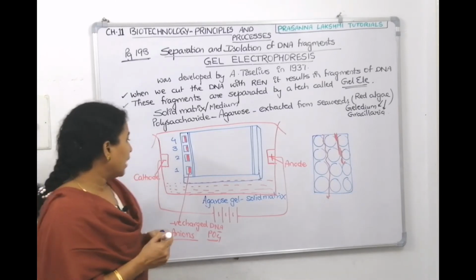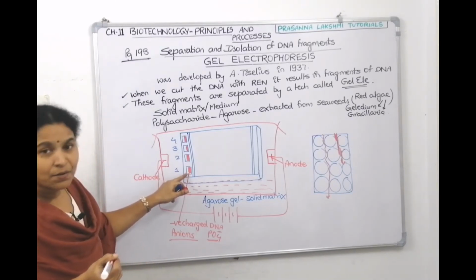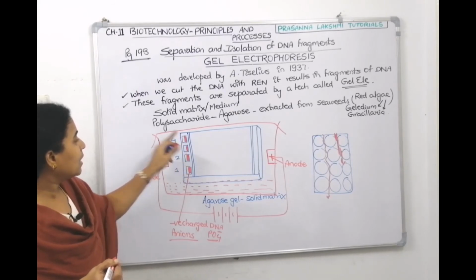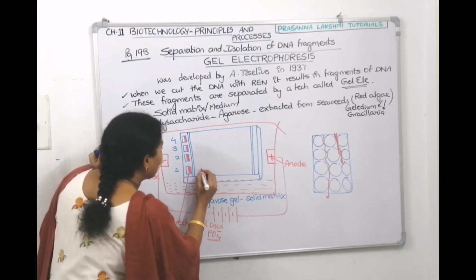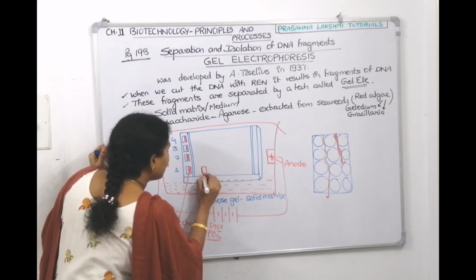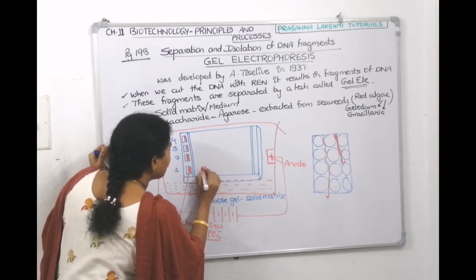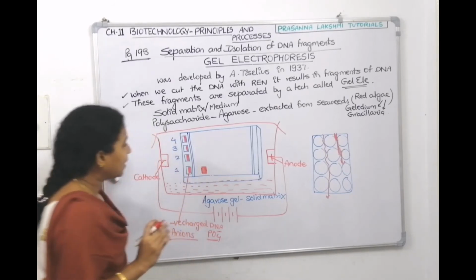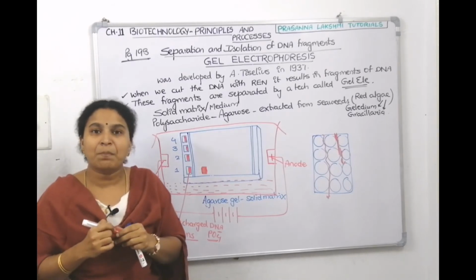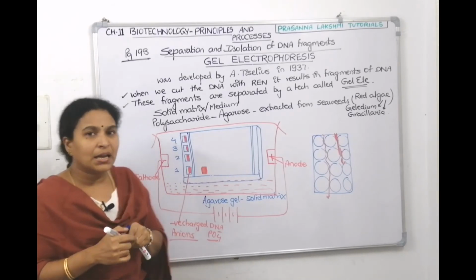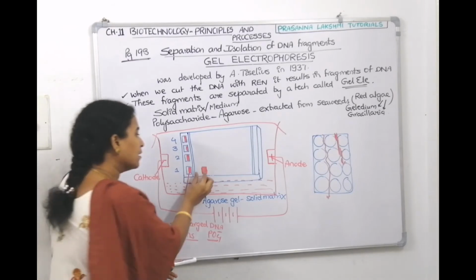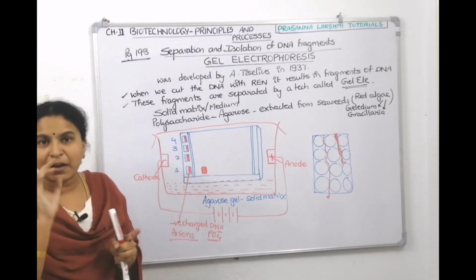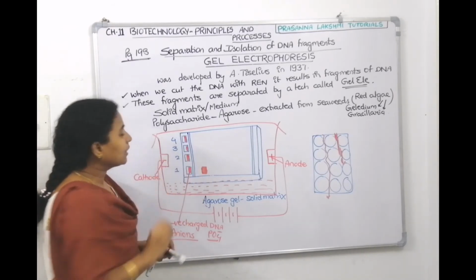NCERT shows this: lane 1, lane 2, lane 3, lane 4. In lane 1, to show us, they will take an undigested DNA. Means the DNA which is not digested with a restriction enzyme, which is not having fragments, is a big DNA. Big DNA will not move much. It will be here itself. And there are no fragments, only one fragment. It is here, near to the cathode only.